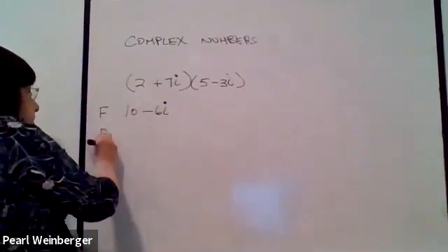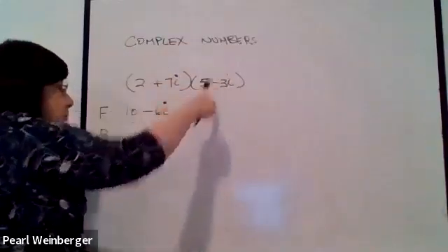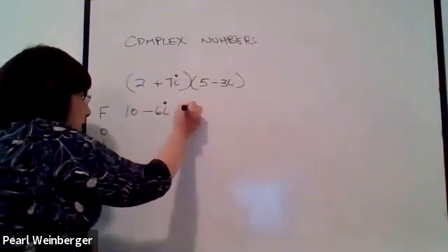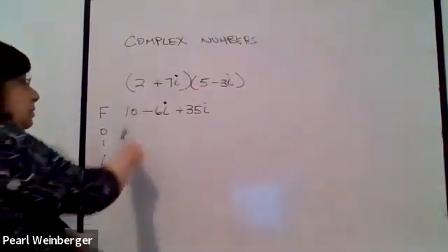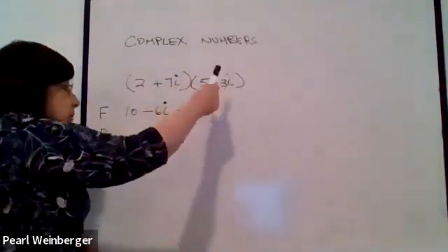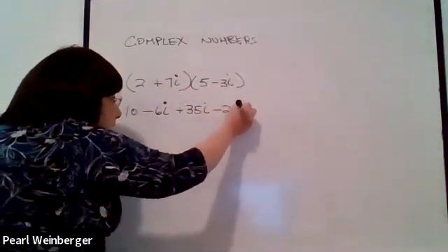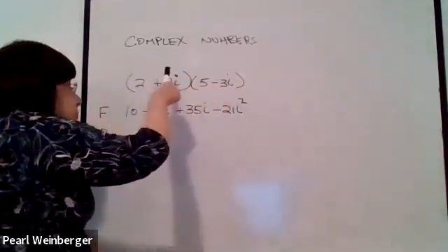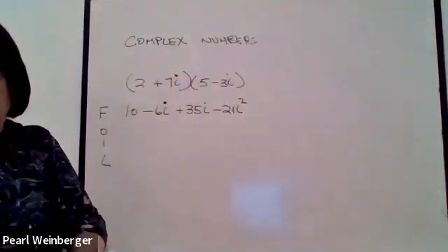First, outer, inner, last. First, 2 times 5. Outer, 2 times negative 3i. Inner, 7i times 5. That's 35i. And last, 7i times negative 3i, which is negative 21i squared. Be careful, when you have an i times an i, you're getting an i squared.